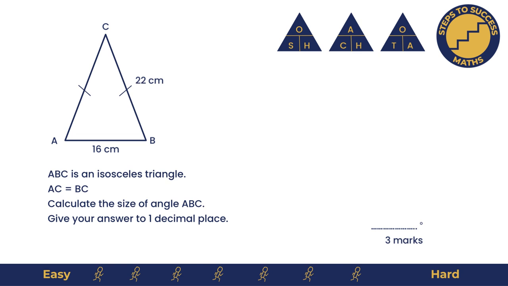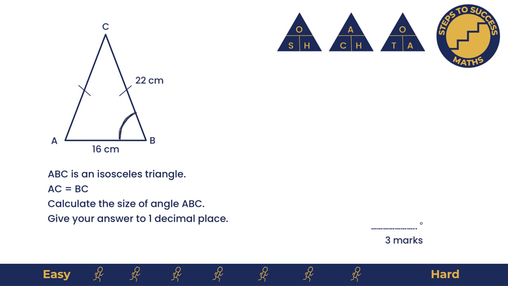ABC is an isosceles triangle. AC is equal to BC. Calculate the size of angle ABC. Give your answer to one decimal place. First of all, let's mark on angle ABC. Start with A, look for B, find C. So it's this angle here.